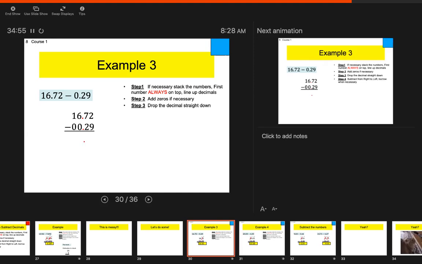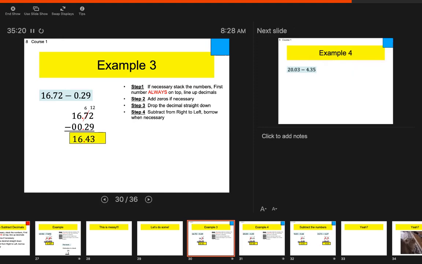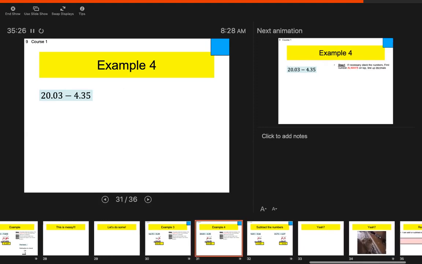Can you take 9 from 2? We need to borrow from the next column over to the left. That would be the tenths place. So we borrow one of those. That becomes a 6, and the 2 becomes a 12. I can take 9 from 12. That's a 3. I can take 2 from 6. That's a 4. I can take 0 from 6. That's a 6, and 0 from 1 is a 1. I got 16 and 43/100. Yes? Am I going too fast? All right, boy, we better get these right tonight for homework.